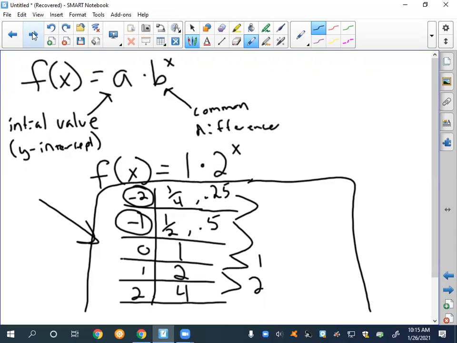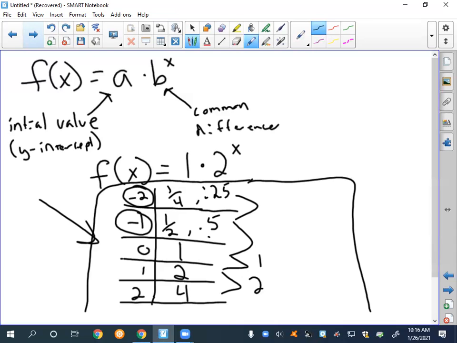Exponential. And exponential means it grows exponentially every single time. Well, does it make sense? It starts at 0.25 and gets bigger to 0.5, then it gets to 1, and then 2, and then 4. It keeps getting bigger and bigger and bigger. Yes? How much bigger is it getting every single time?